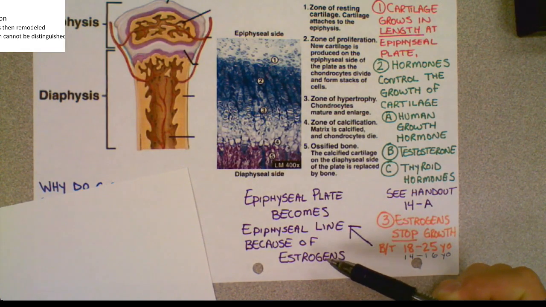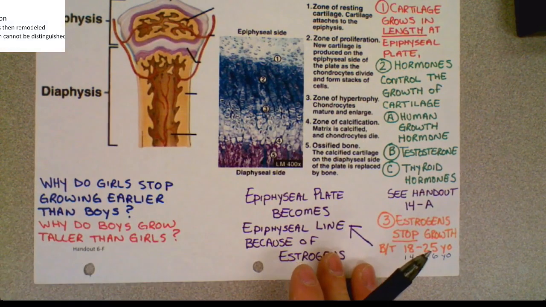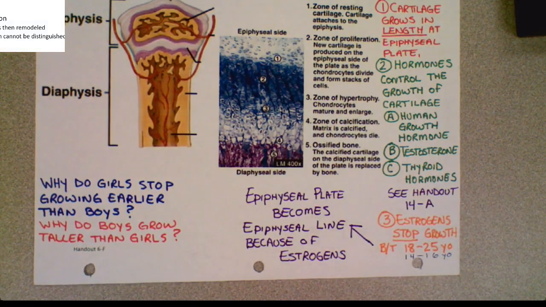It's because of estrogen. Now, something to think about with this, when you think about boys and girls growing, a couple of questions come to mind. If you think about it, girls always stop growing before boys. All right. And boys usually, by the time you're in high school, boys outgrow girls and get taller. Well, why is that? It's because of our sex hormones.